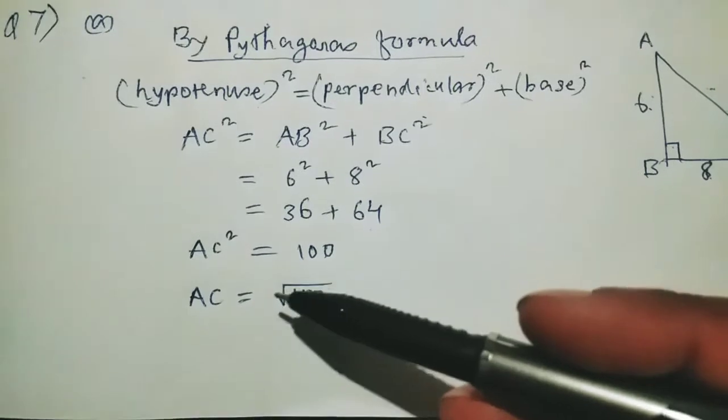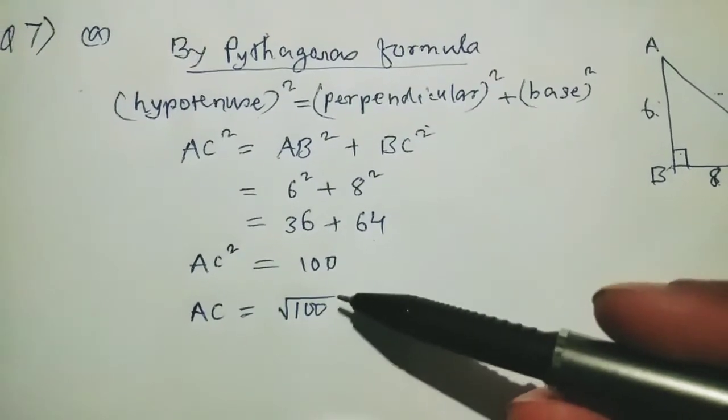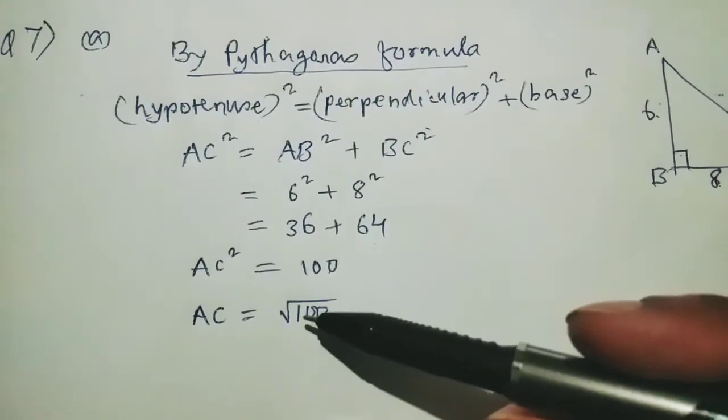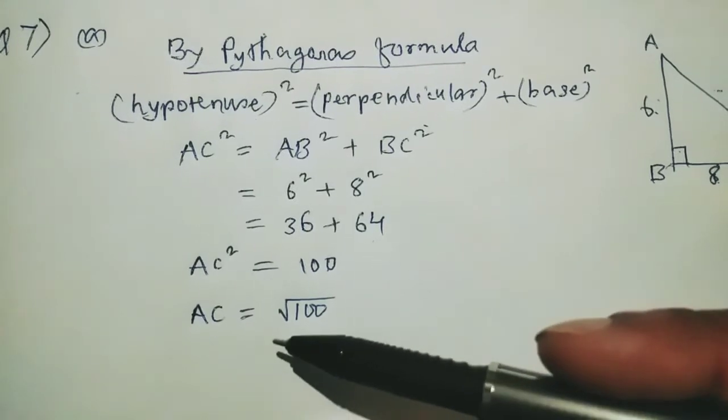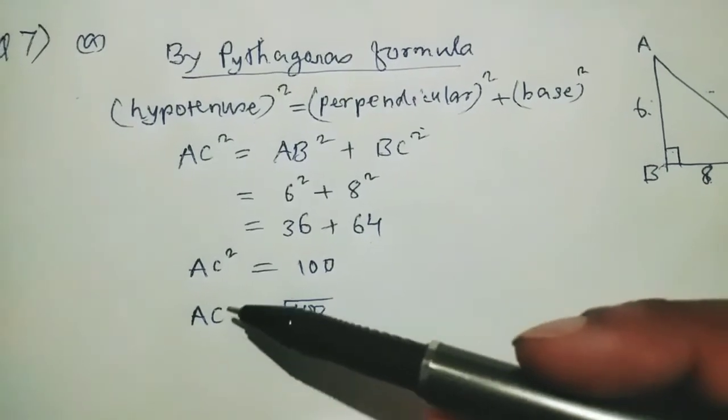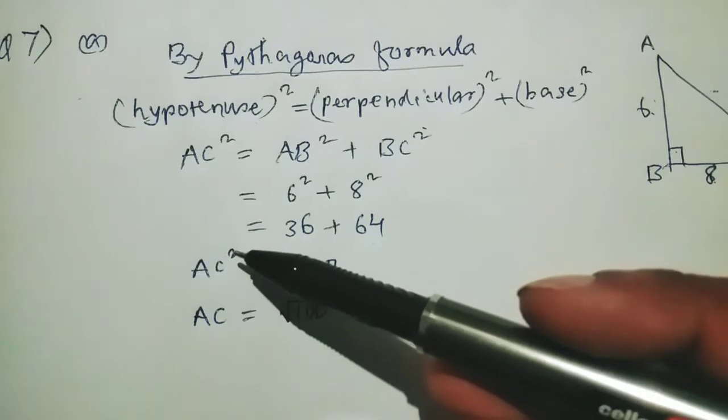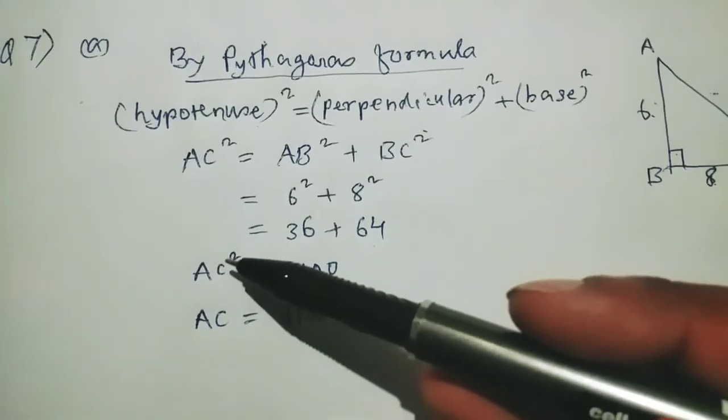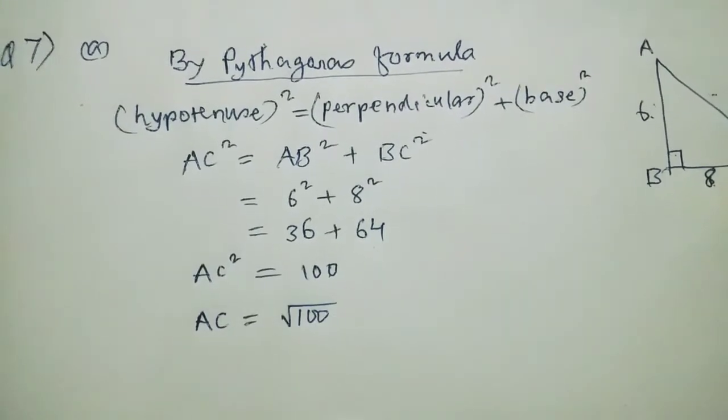Now here AC equals square root of 100. So you know square root of 100 is what? 10. So we'll write here 10. So the answer is 10. And now AC has become free from the square. So always you have to make the number free from the square. So now we got the value of AC.